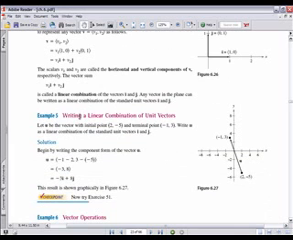So for instance, if we have initial point 2, negative 5, and terminal point negative 1, 3, first we get it into component form by subtracting the components to get negative 3, 8, and then simply that becomes negative 3i plus 8j.